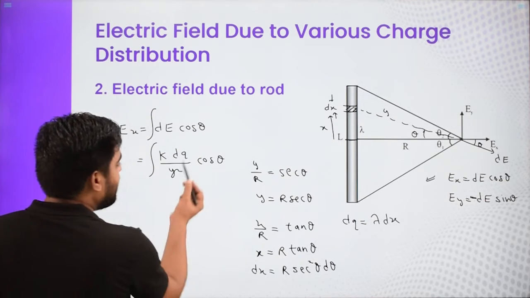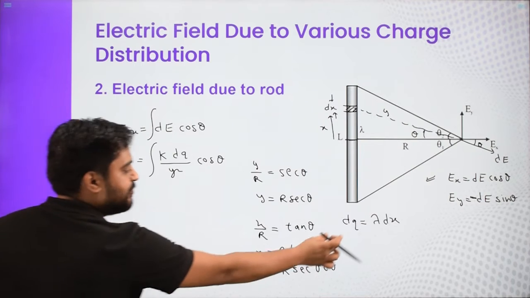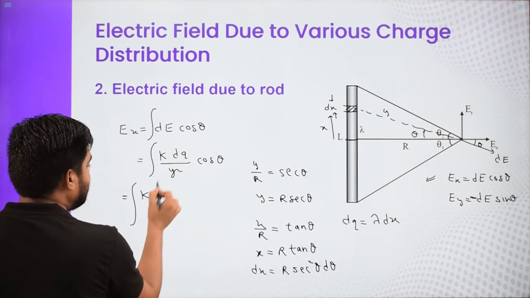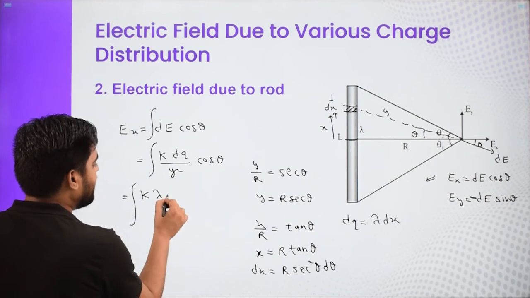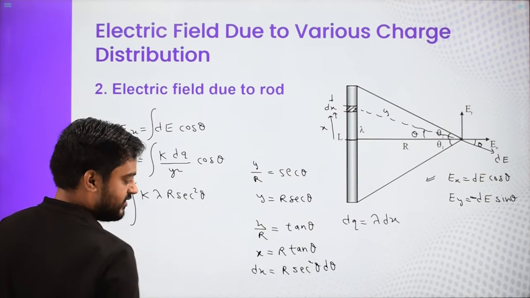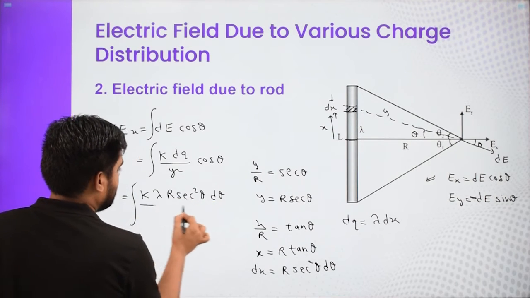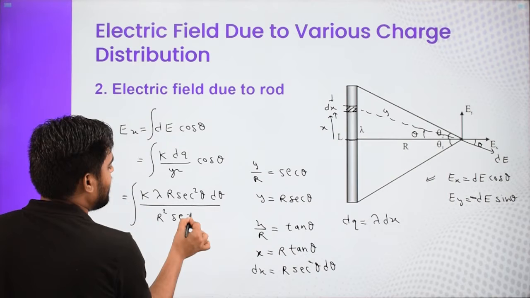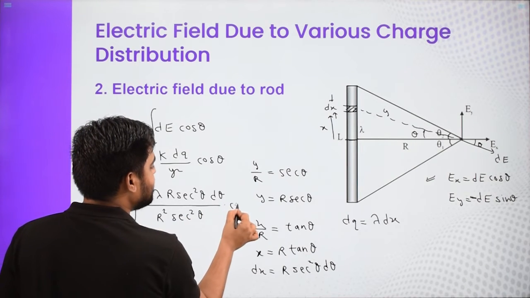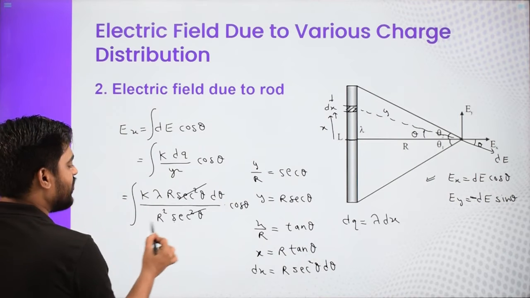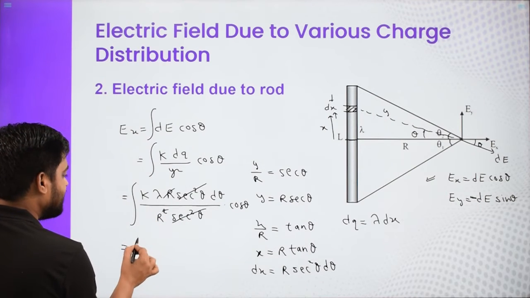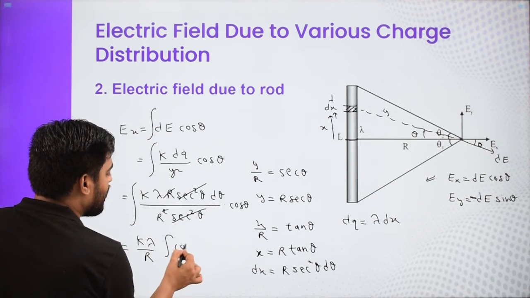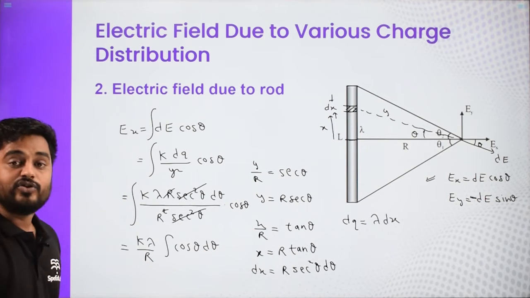So I am going to put my dq, that is lambda into dx, and then I put my dx, and then I am going to put my y as well. So let's see what it becomes. So k dq is lambda into dx. dx itself is r sec square theta d theta, divided by y square, and what is y? r square sec square theta. And then there is one more cos theta. So sec square theta is gone, one r is gone, and k lambda by r is a constant quantity which comes out, and it is integration of cos theta d theta. And you put the limit on angle.